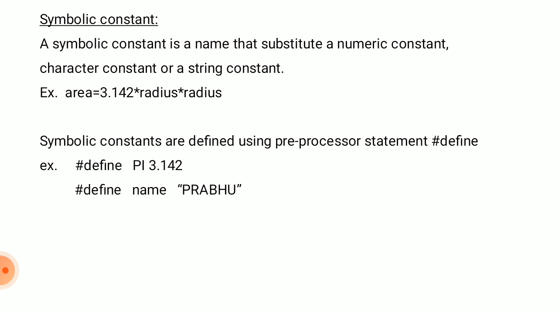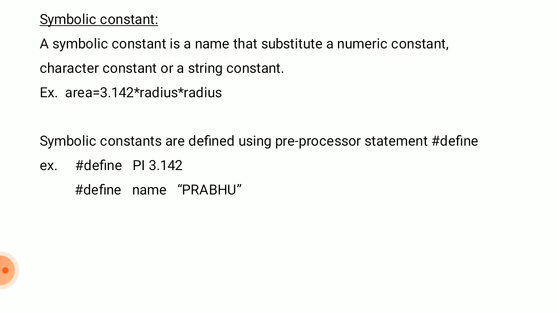So example, area is equal to 3.142 into radius into radius. So here in this formula the numeric constant 3.142 can be replaced by symbolic constant called pi. So the value of pi is 3.142. Instead of giving 3.142, here we can replace that value 3.142 by pi. And during compile time each occurrence of pi is replaced by its defined value.